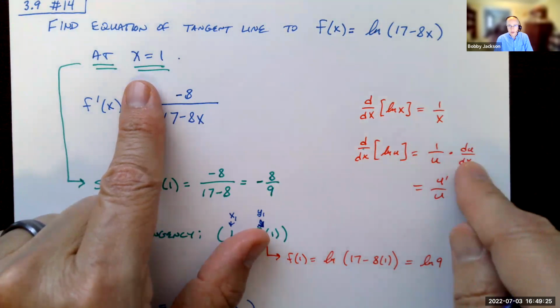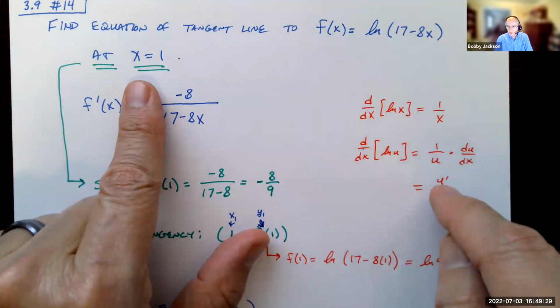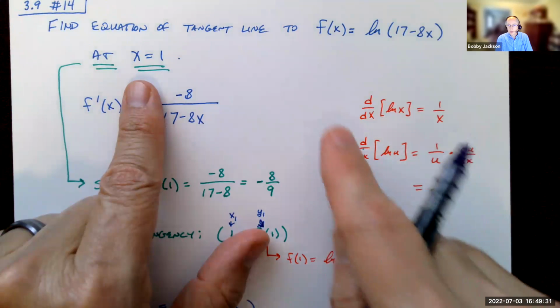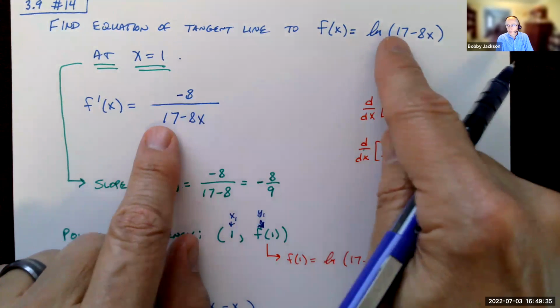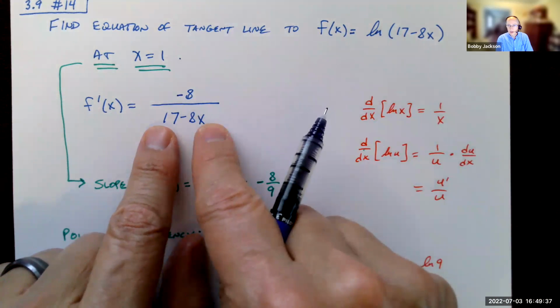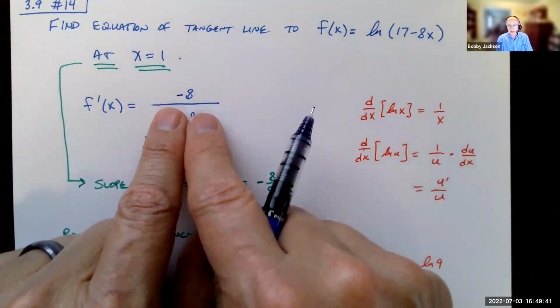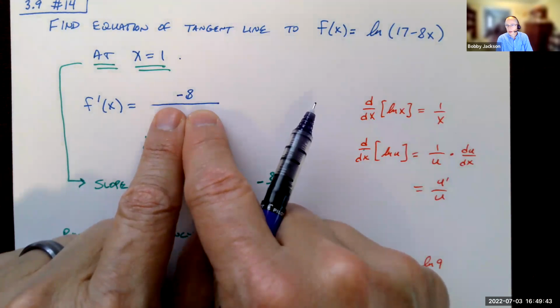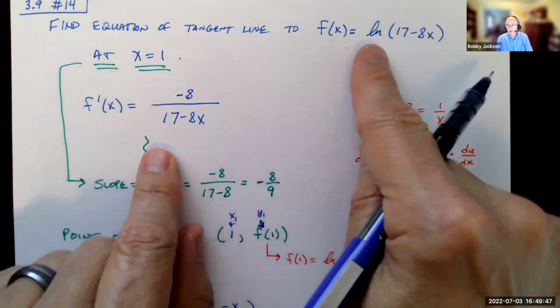du/dx, we could sometimes write that as u prime, right? u prime times 1 over u, or just u prime over u. And that's what I'm going to use here because this is really natural log of u. So when I take the derivative, it's 1 over 17 minus 8x, and the derivative of 17 minus 8x is just negative 8, the derivative of the inner function. So this is chain rule to find the derivative of this function.